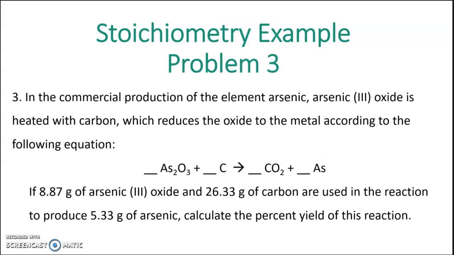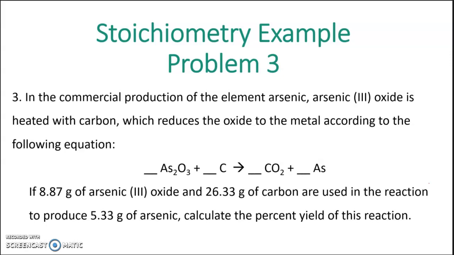In the commercial production of the element arsenic, arsenic(III) oxide is heated with carbon, which reduces the oxide to the metal according to the following equation. If 8.87 grams of arsenic(III) oxide and 26.33 grams of carbon are used in the reaction to produce 5.33 grams of arsenic, calculate the percent yield of the reaction.